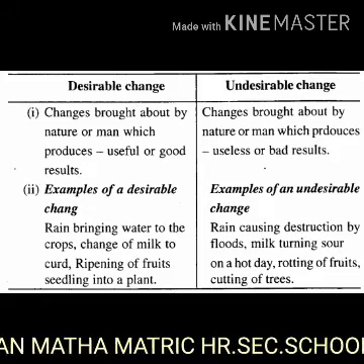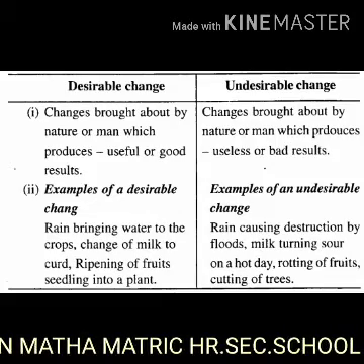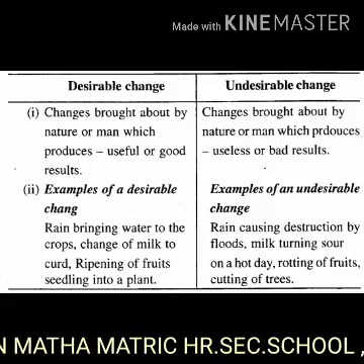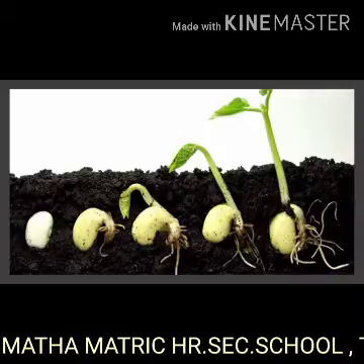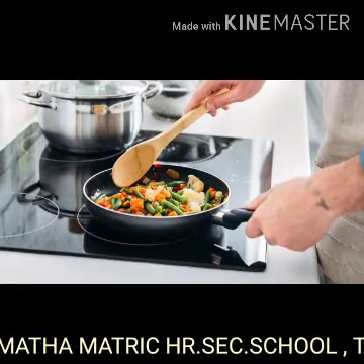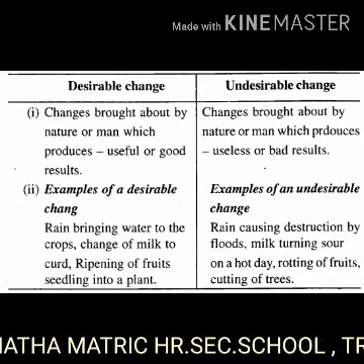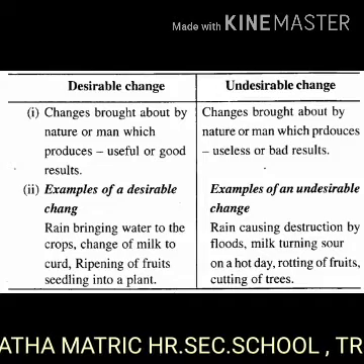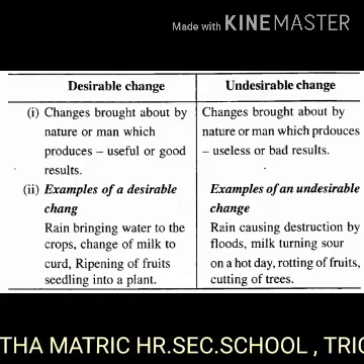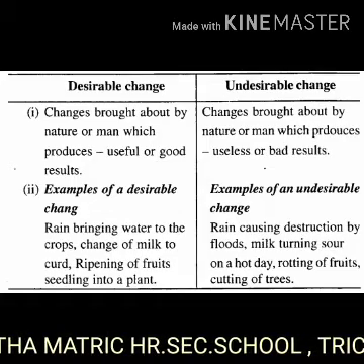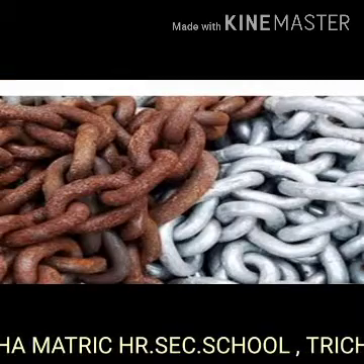Desirable change. The changes which are useful, not harmful to our environment, and desired by us are known as desirable changes. Example, ripening of fruits, growth of a plant, cooking of food, milk changing to curd. Undesirable changes. The changes which are harmful to our environment and are not desired by us are known as undesirable changes. Example, deforestation, decaying of fruits, rusting of iron.